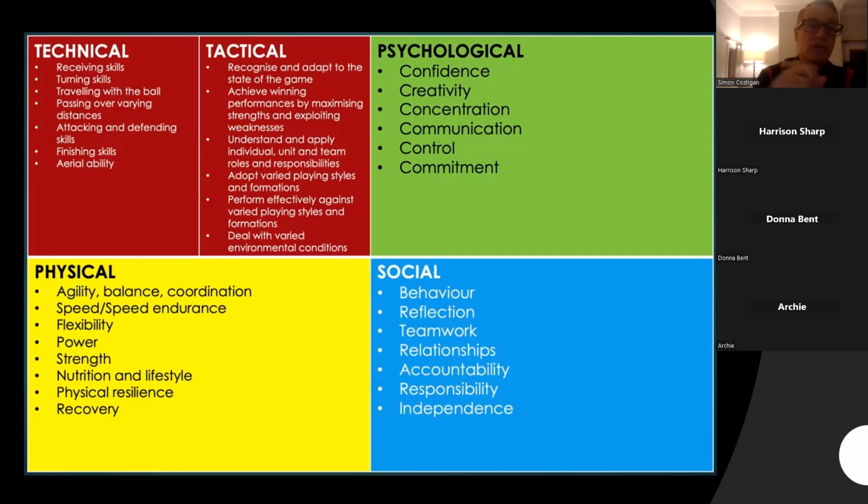And then in terms of physical, think about your agility, your balance, and your coordination, your speed over a short distance, but also your speed over long distances as well. What's your endurance like? Flexibility, power, strength, nutrition, lifestyle, physical resilience, and recovery. So this is all the kind of stuff that we've talked about before.